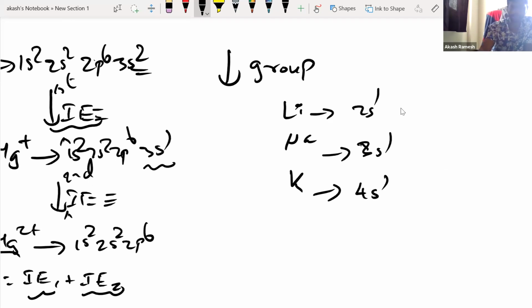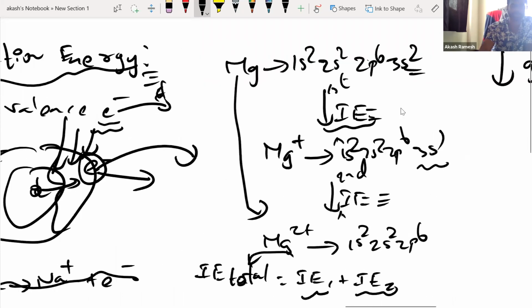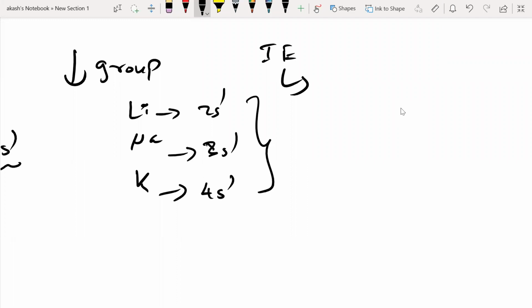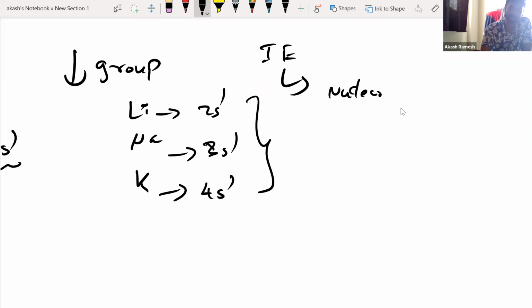Now think about it and tell me, guys, ionization energy will depend on what all factors? If I have to remove an electron, if I have to compare all of these, what is the criteria which we'll look into? The nuclear charge. Okay, fine. Nuclear charge is obviously a factor.